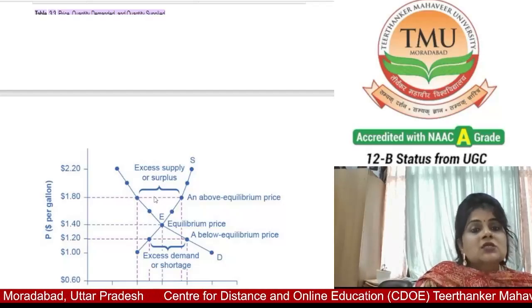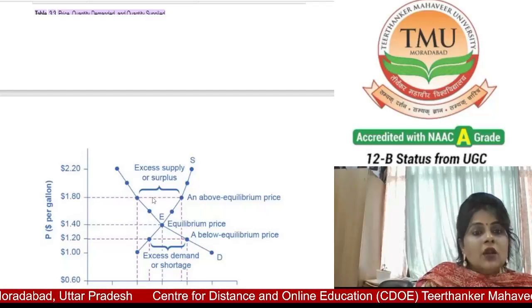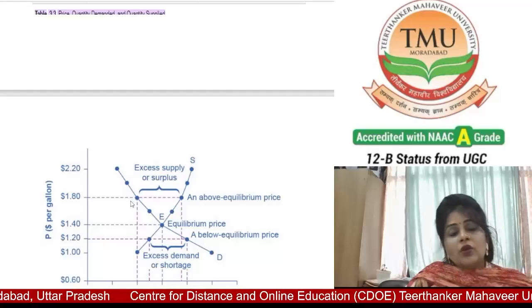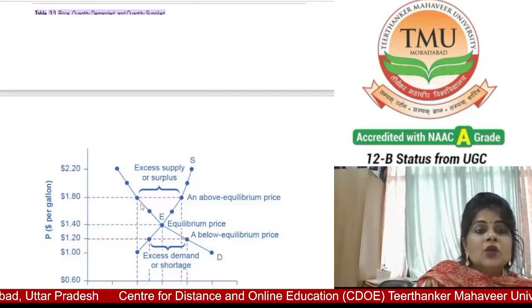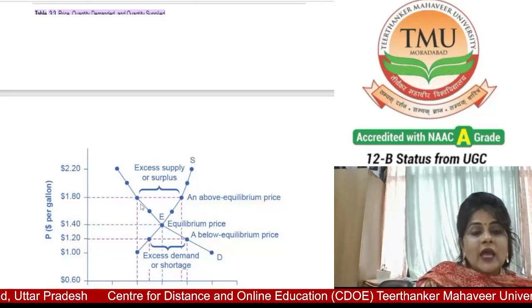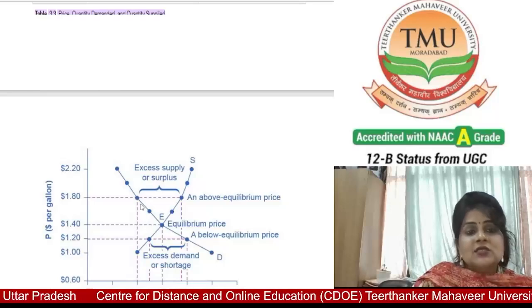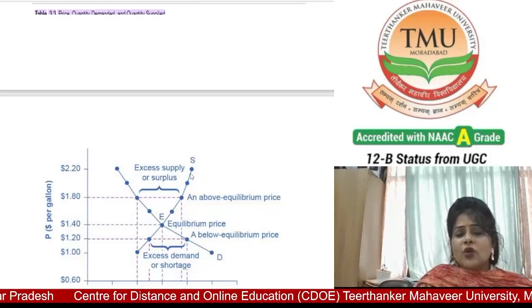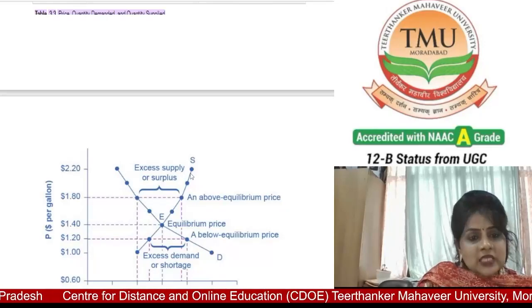In this situation, some producers and sellers will want to cut prices because it is better to sell at a lower price than not to sell at all. Once some sellers start cutting prices, others will follow to avoid losing sales.